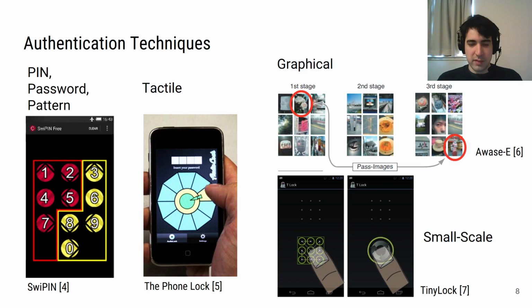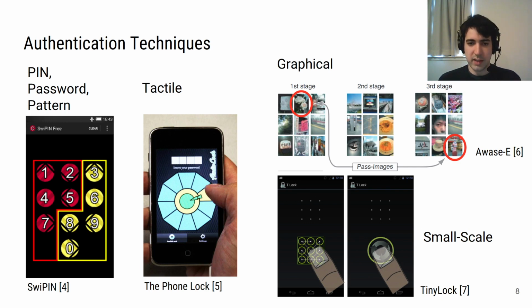There's a wide range of authentication techniques in the literature. In terms of pin, password, and pattern type locks, Swipe-In by von Zeschwitz and colleagues took the conventional keypad entry and replaced each number with gestures. So depending on where you started from on the screen and the direction you swiped in, it would input the corresponding number as part of the PIN.